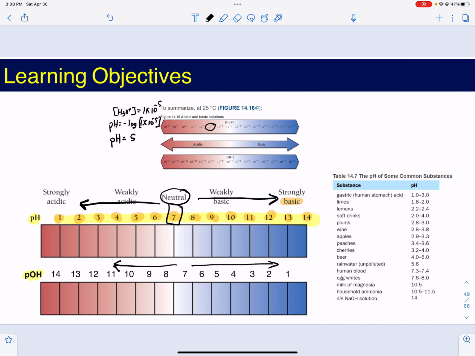So you can see how this can be confusing. Are we talking pH or pOH? So let's do something. Let's concentrate on pH. We're just going to concentrate on pH, and the lower the number, the more acidic it is. And 7 is neutral.